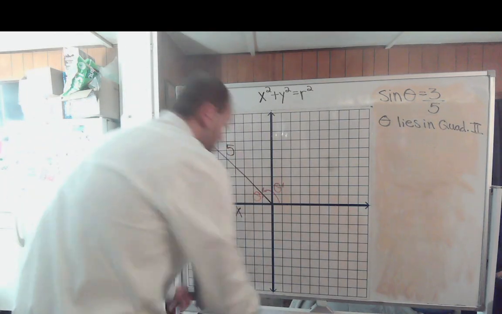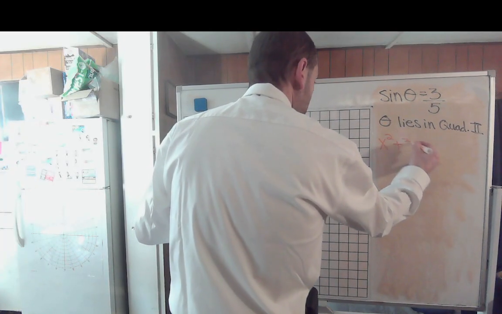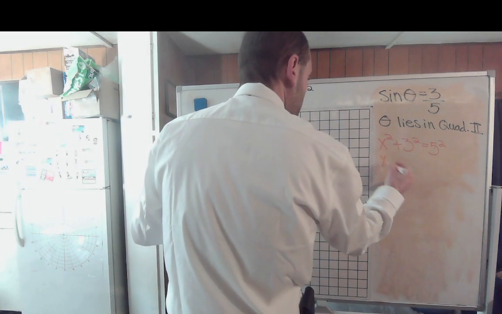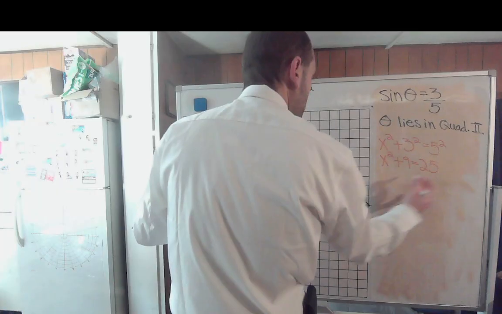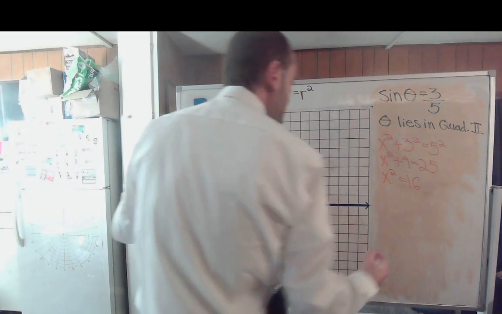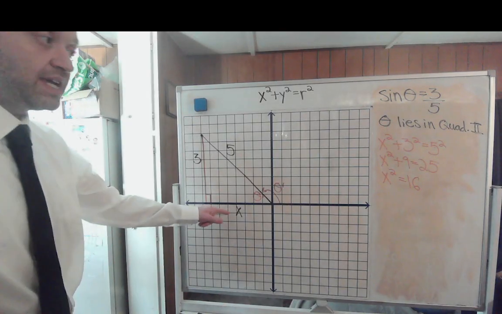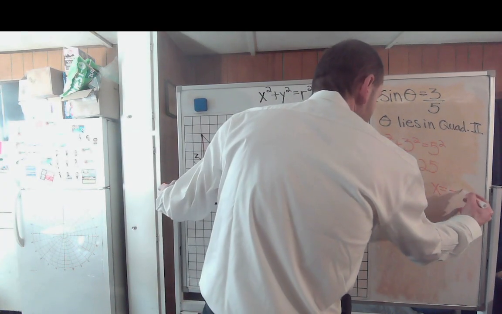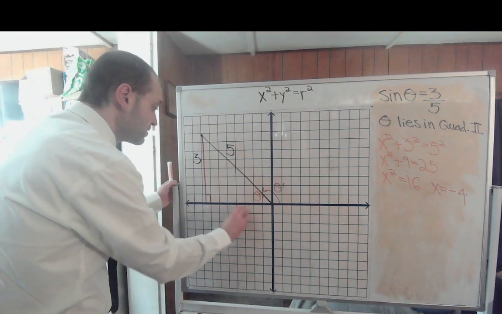This is all about to turn into x squared plus 3 squared equals 5 squared, which would give you x squared plus 9 equals 25. And then x squared equals 16. Now keep in mind, we're in the second quadrant, so we have to take the negative square root only of 16. That would give you that x equals -4. So we now have the length being -4 since we're in the second quadrant.